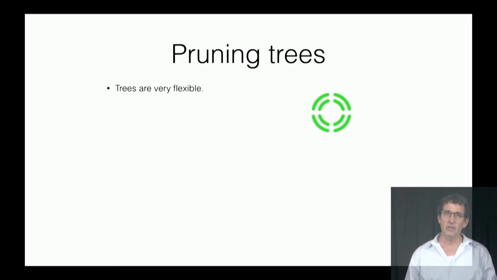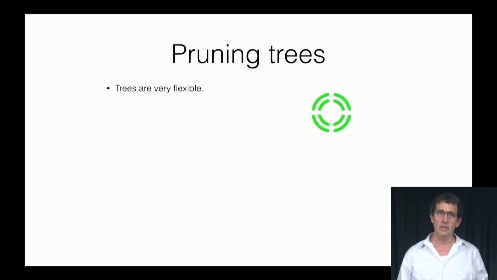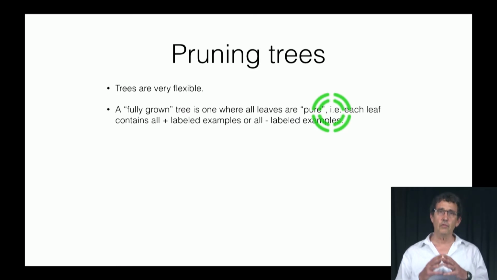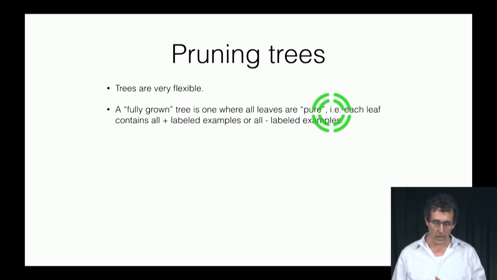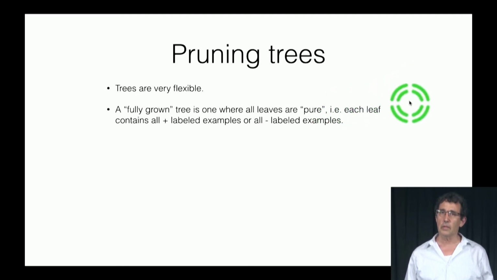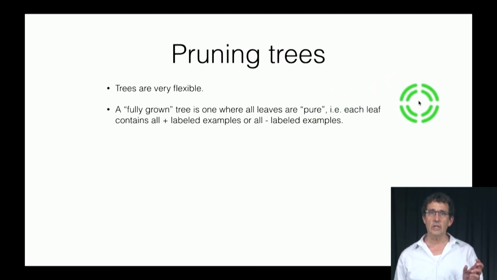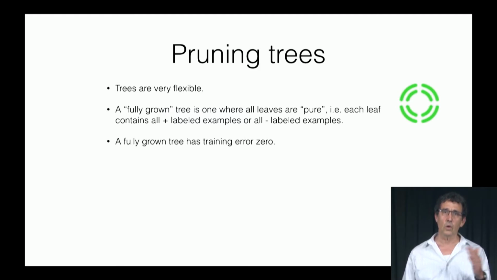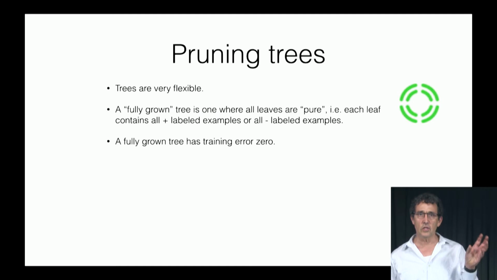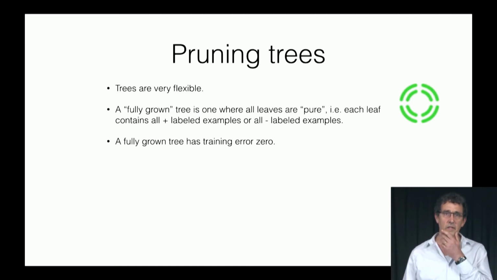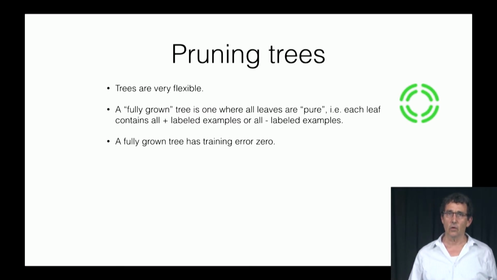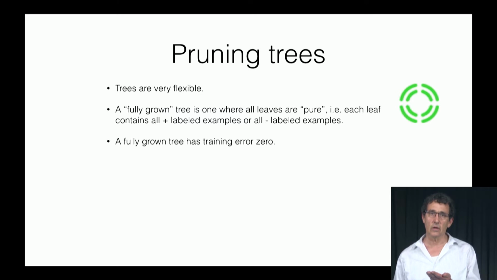And trees are very flexible, right? So you can basically fit them to data perfectly in the following way. You can create a fully grown tree, and that's one where all the leaves are completely pure, meaning that each leaf is either all positive or all negative. And such a fully grown tree clearly has zero training error, right? On the training set, it achieves error 0.